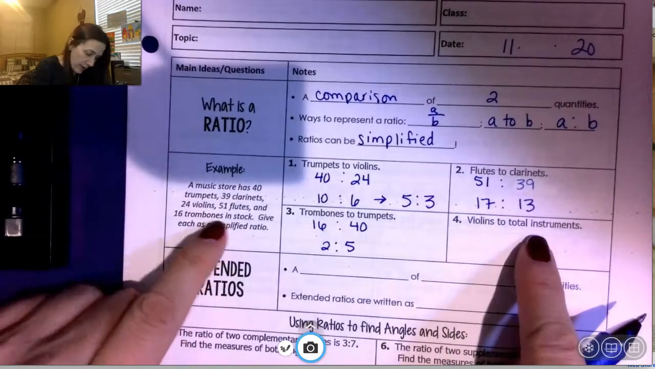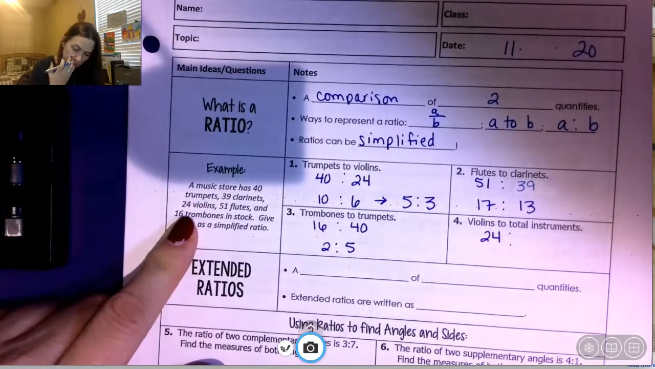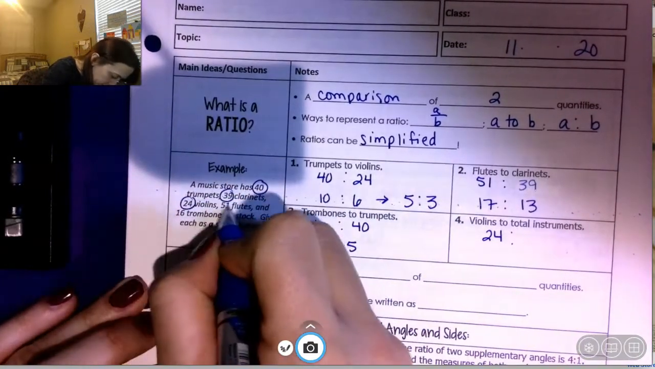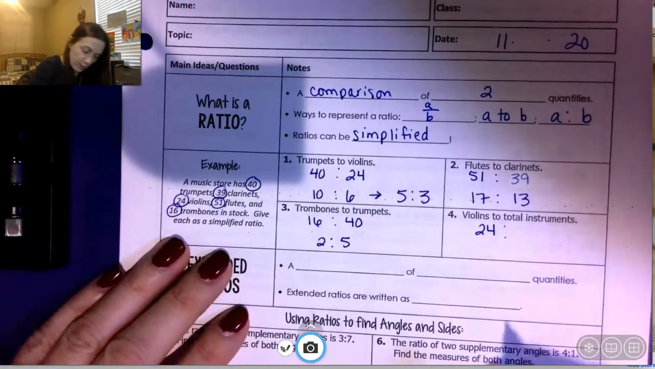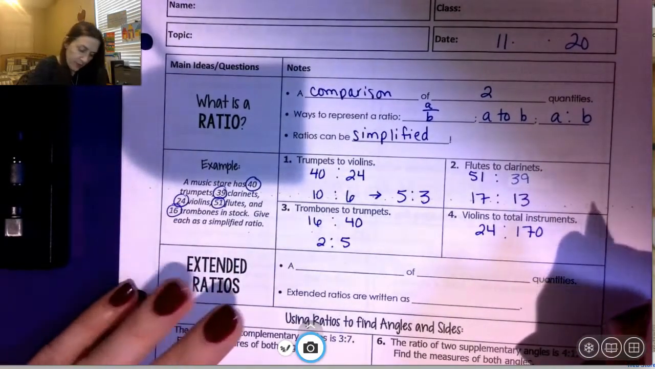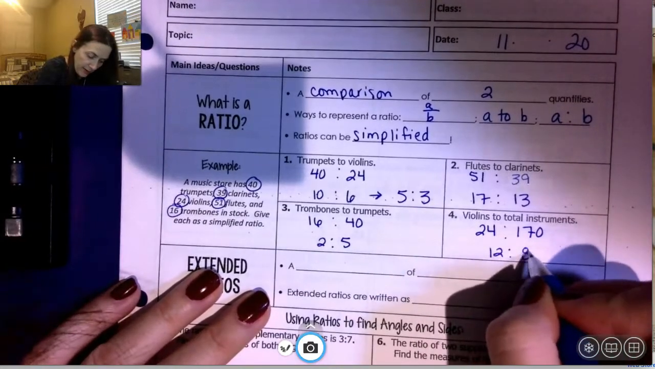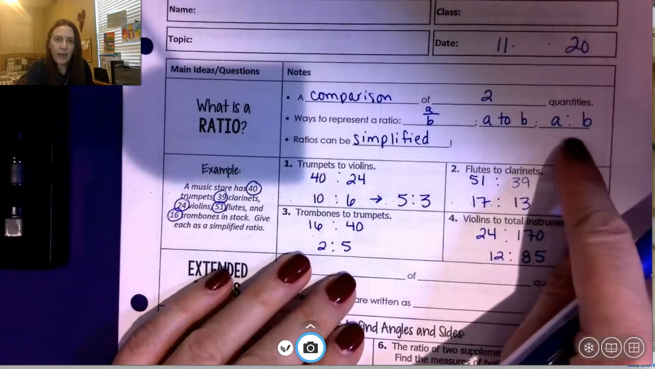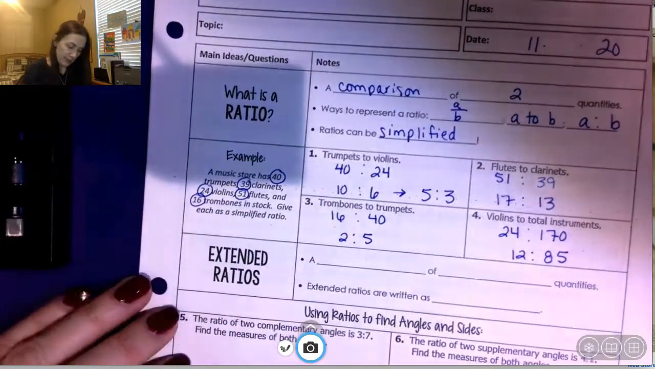Violins to total instruments. Violins are going to be 24. For total instruments, you want to add up all those numbers together. We have 40, 39, 24, 51, 16. Add those together, you should get a total of 170. Simplify by 2, we get 12 to 85. And that's really as far as you can go. I wrote those all in the same format. Again, any of these formats up here would be acceptable in this case.